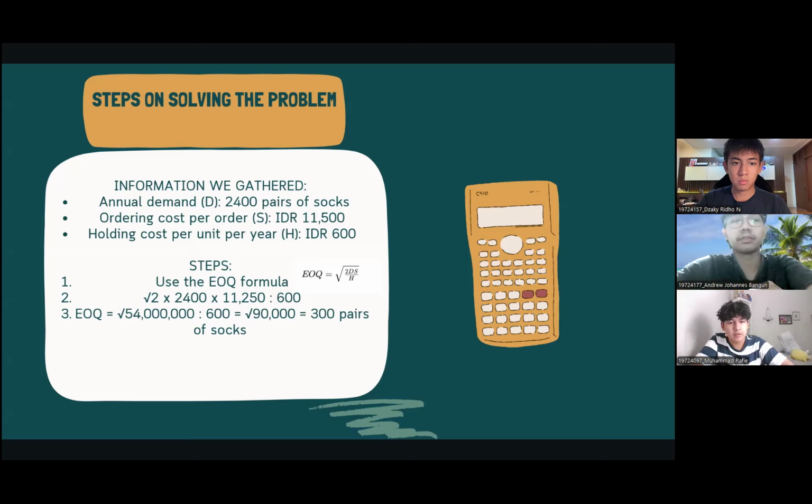In this case, it would be the square root of 2 times 2,400 times 11,250 divided by 600. And the result would be 300 pairs of socks.